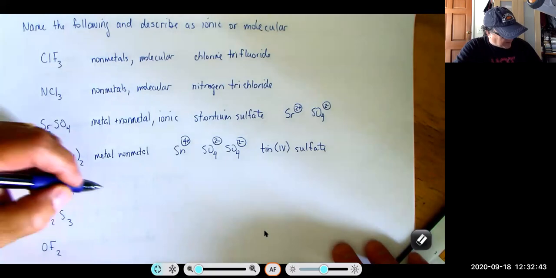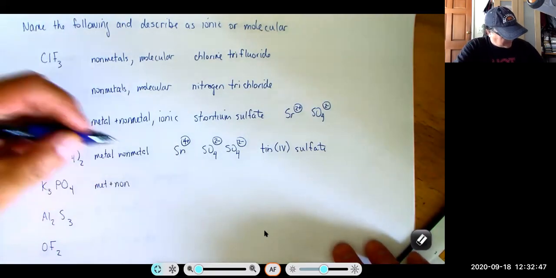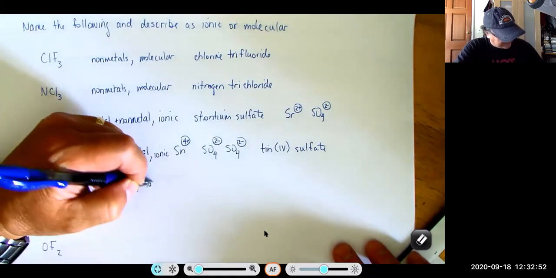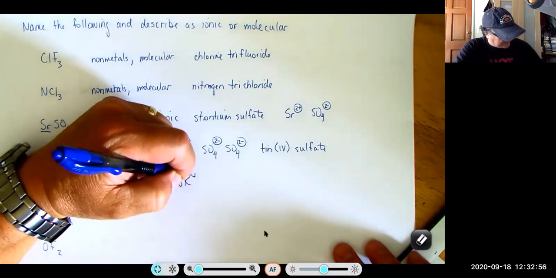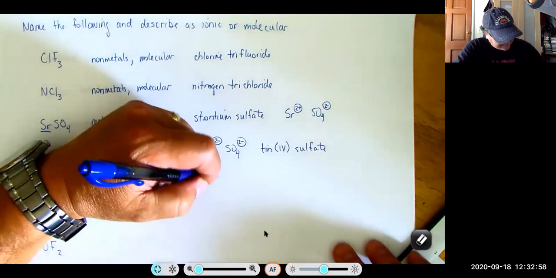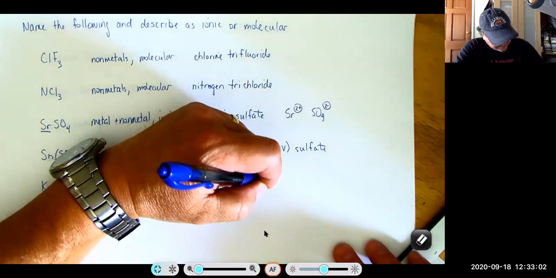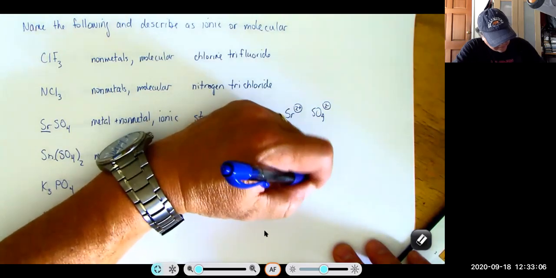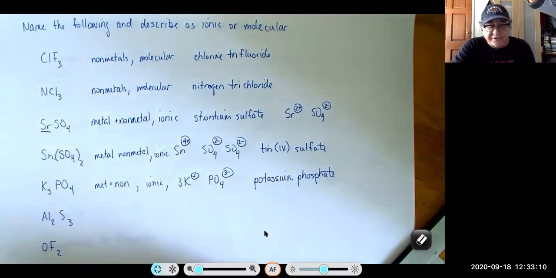Okay, so what about this guy? Metal and non-metal. Ionic. We've got 3 potassiums, right? And we've got a phosphate. So this is called potassium phosphate. Notice no prefixes for the 3 potassiums. You don't need those.